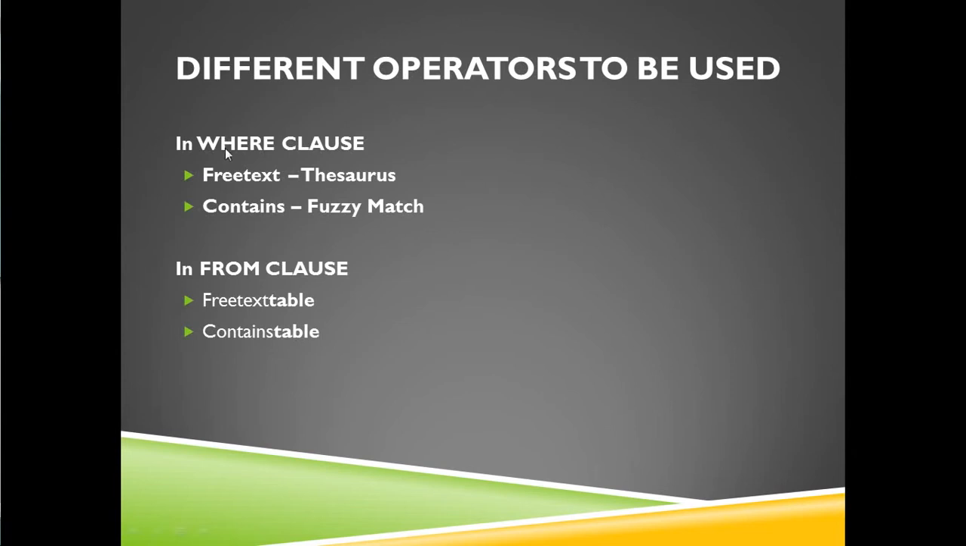Some of the operators are the freetext operator, which uses the thesaurus, and you could enter actual sentences and compare them against sentences. And then you have the contains. The contains works on a word by word basis. You could only have one word which you enter in the contains statement, and each of the separate words that you're comparing to your column must be separated by ors or ands. The freetext and the contains operators must go in the where clause. And then in the from clause, you can have the freetext table and the contains table operators.